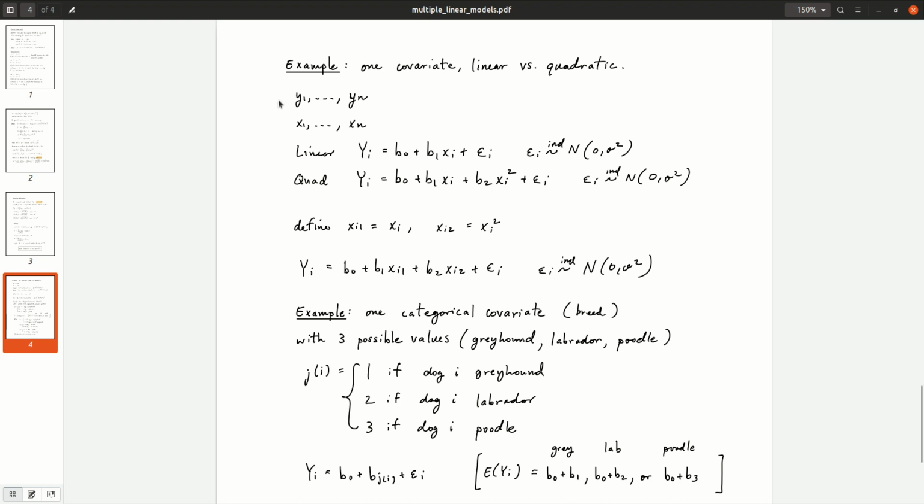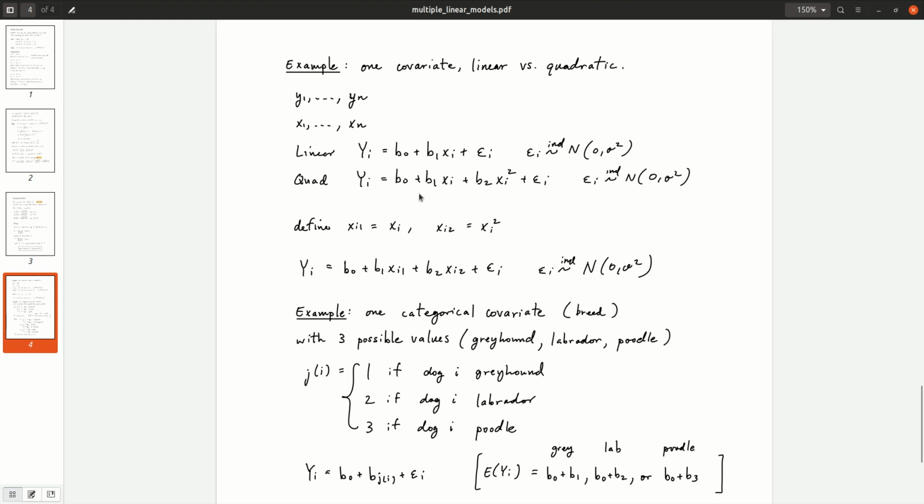So let's look at the notation here. y1 to yn is the response. x1 to xn is the single covariate. The linear model is the following: b0 plus b1 xi plus epsilon i. But in this particular case, we don't like the linear model because we don't think the relationship between the response and the covariate is linear, and we prefer this quadratic model.